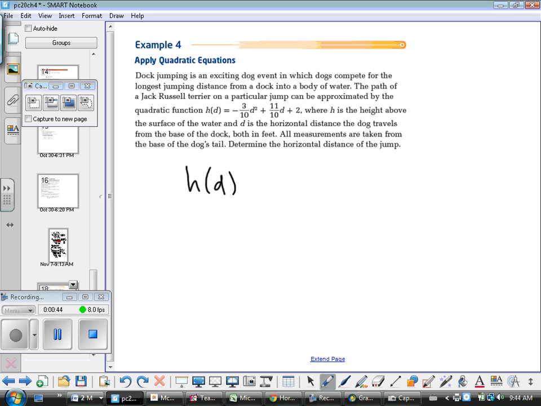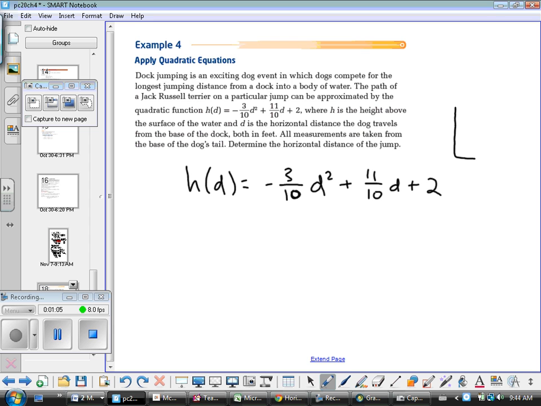So h of d is equal to -3/10 d squared plus 11/10 d plus 2. Okay? And this equation actually varies based on how fast the dog is moving and what angle and all that. But it's a basic quadratic equation, and it's going to look something like that. And I know that because it's going to have a y-intercept of 2. I can tell that from my c value, okay?